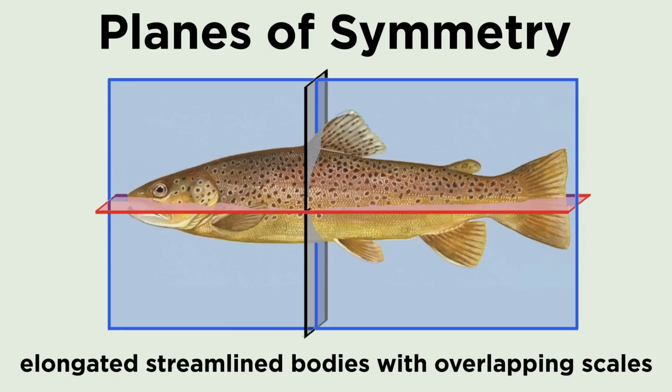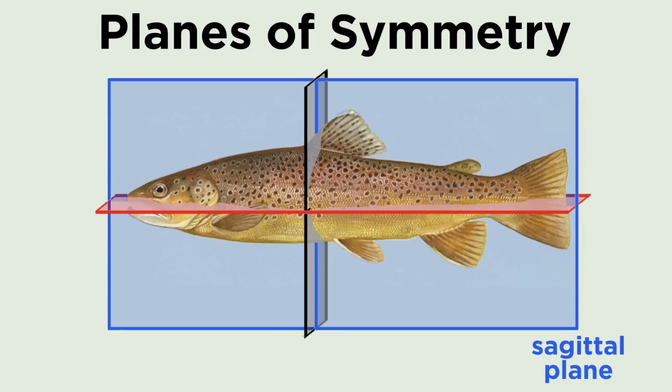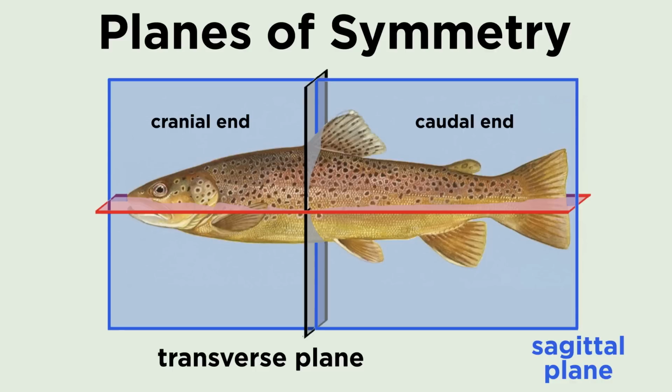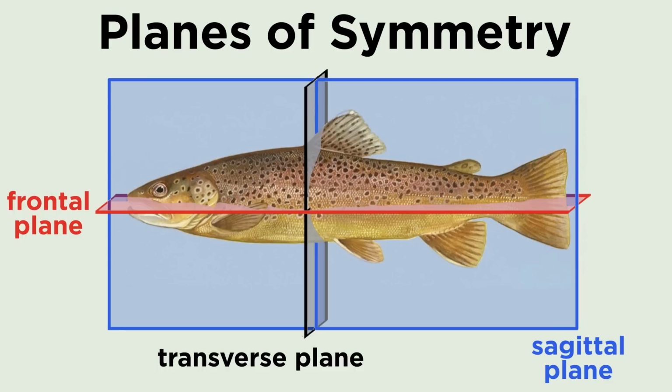Most bony fish have elongated, streamlined bodies with overlapping scales. On this image, the sagittal plane separates the fish bilaterally, creating 2 mirror images. The transverse plane separates the cranial end, the end with the head, from the caudal end, the end with the tail. In most species of fish, the cranial region is also the anterior region, and the caudal region is also the posterior region. The frontal plane separates the dorsal end, the back, from the ventral end, the stomach.